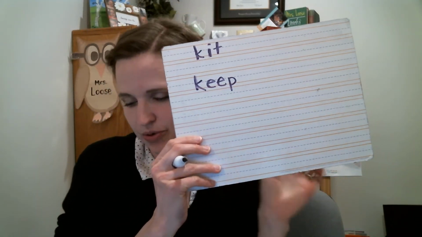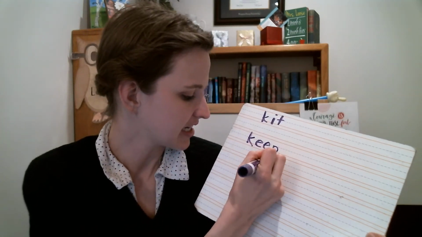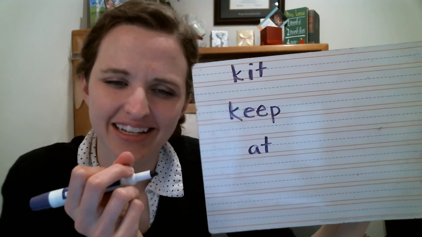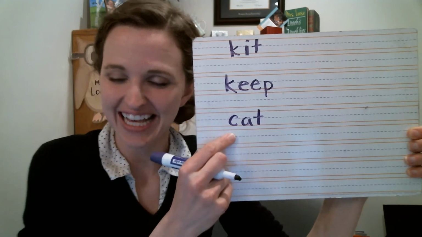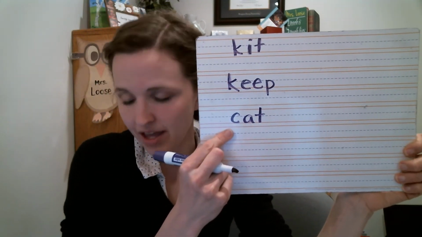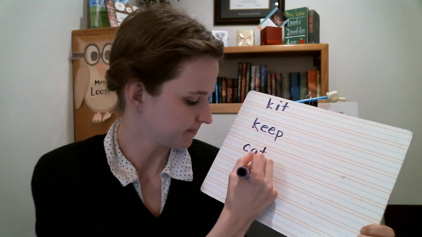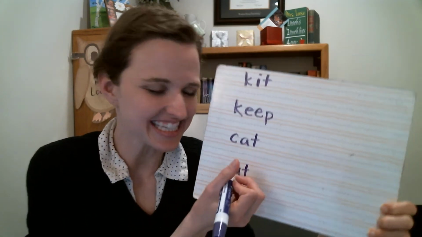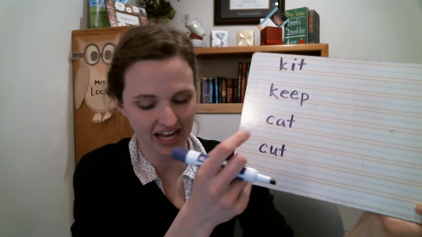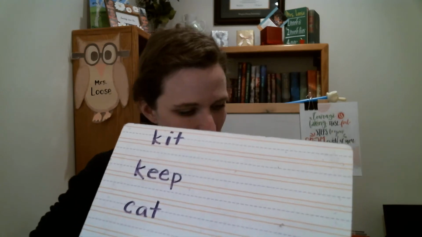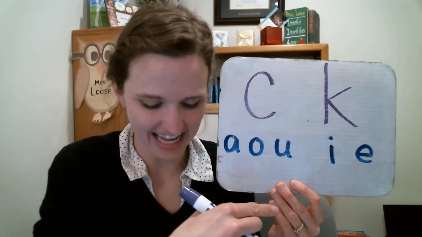Now we're going to do the word cat. Cat. C takes the other 3. So we have cat with a C. Cut. C takes the other 3. K takes I and E. C takes the other 3. We can do that, right? K takes I and E. C takes the other 3.